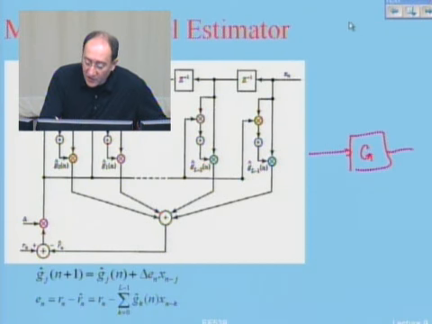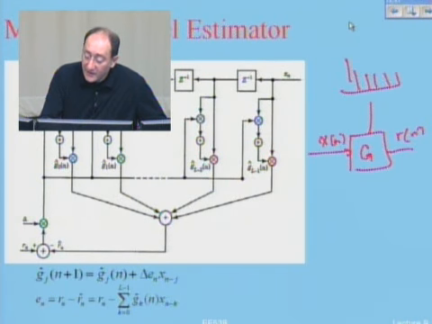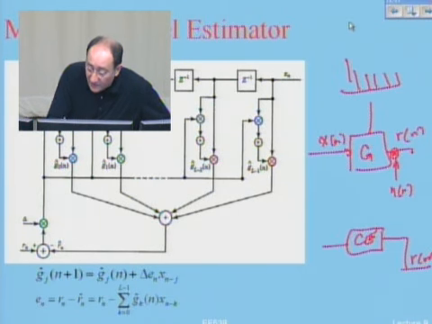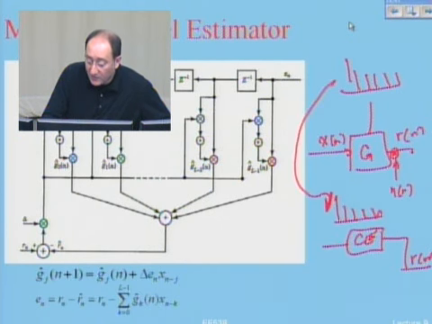The signal X of n is transmitted, and the received signal is R sub n. This G is something like this. Then at the receiver, I take this sampled signal. Actually, in this R sub n, I also have some noise. At the receiver, I take this R sub n and pass it through a channel estimator. The channel estimator really estimates this impulse response. Okay?